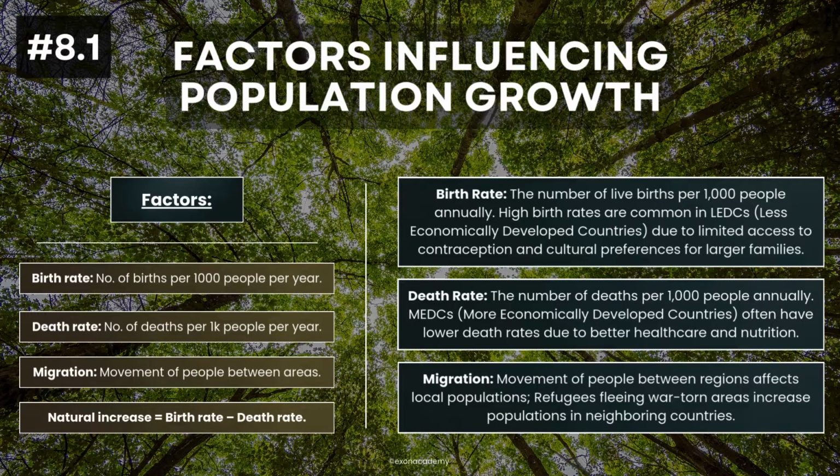Number 2 is the death rate, the number of deaths per 1,000 people annually. MEDCs, more economically developed countries, often have lower death rates due to better healthcare and nutrition. Number 3 is migration. Migration is the movement of people between regions, which affects local populations. An example of this is refugees fleeing war-torn areas, which increases populations in neighboring countries.